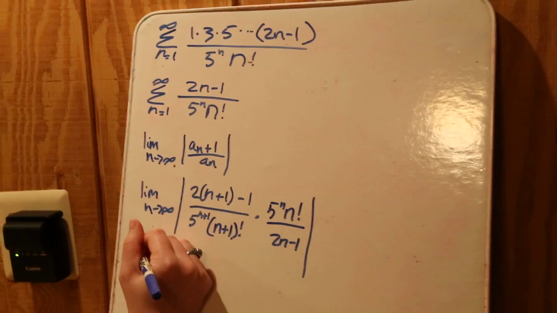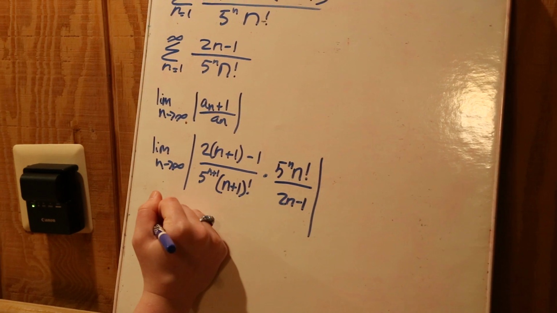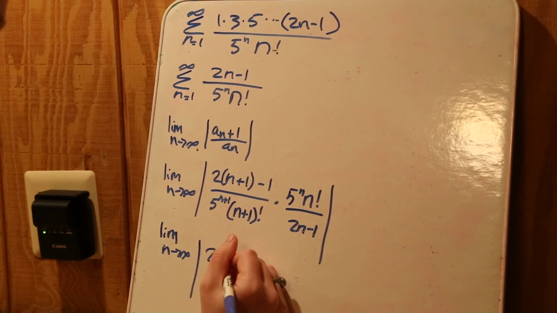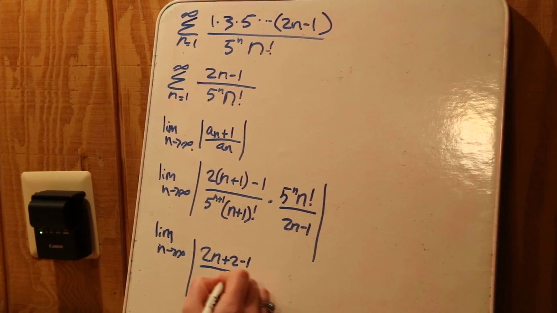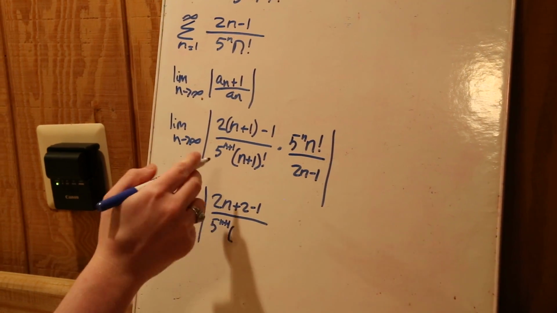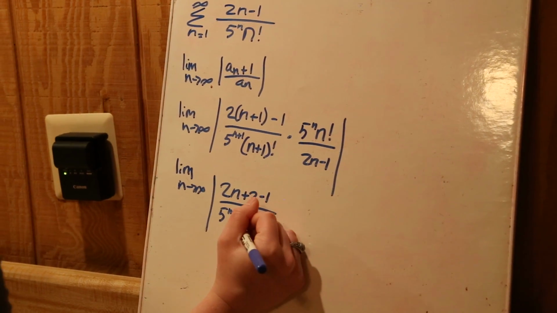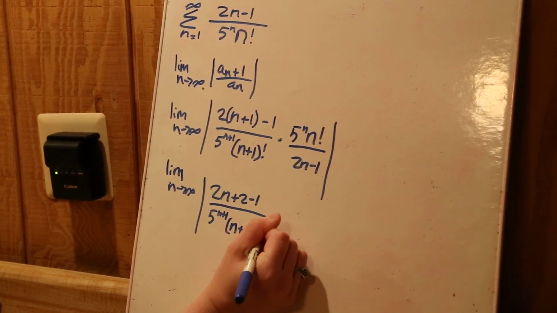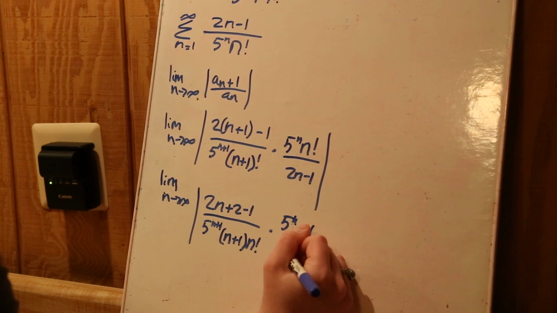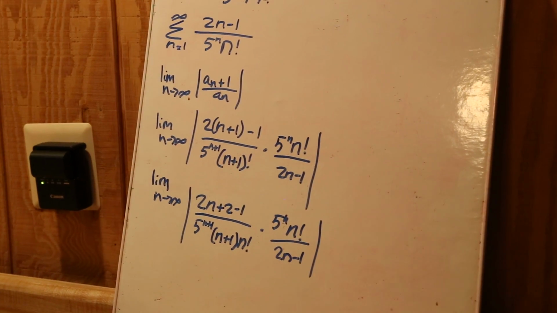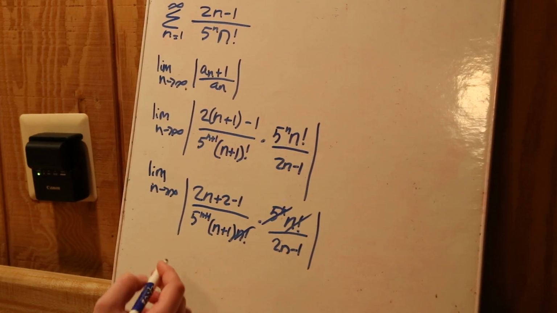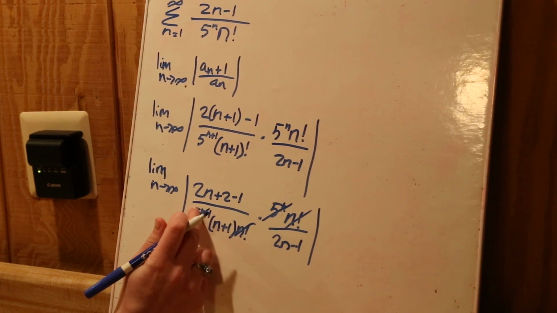So now I'm going to distribute the 2, and that is n approaches infinity. Get 2n + 2 − 1 all over 5^(n+1). And now I'm going to expand this factorial to get (n+1) times n factorial, multiplied by 5^n times n factorial over (2n − 1). Now we can start to cancel things out. Our n factorials go. 5^n goes. This nth term goes.